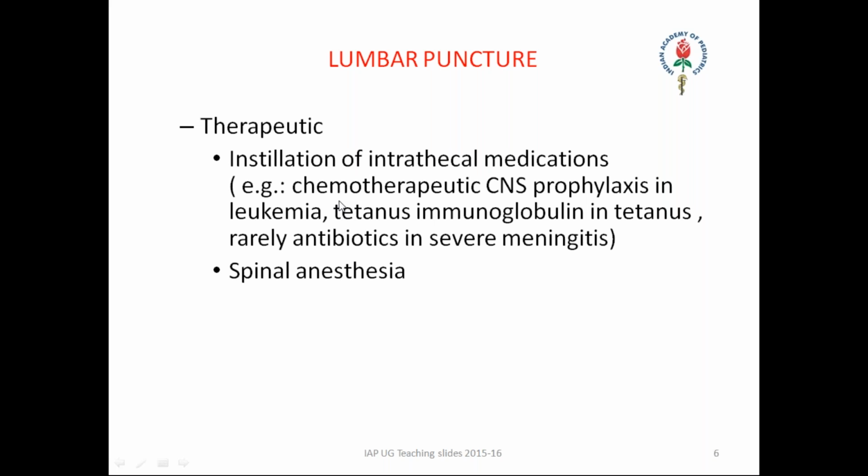Therapeutic uses: instillation of intrathecal medications, for example chemotherapeutic CNS prophylaxis in leukemia, immunoglobulin in tetanus, rarely antibiotics in severe meningitis, and also for spinal anesthesia.